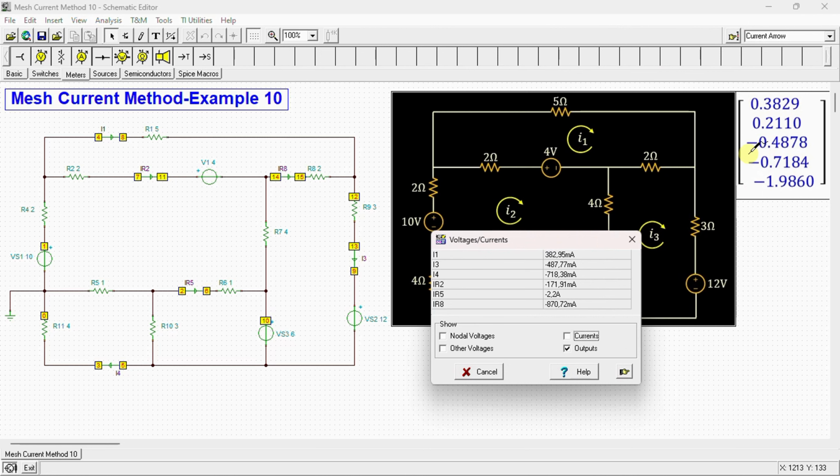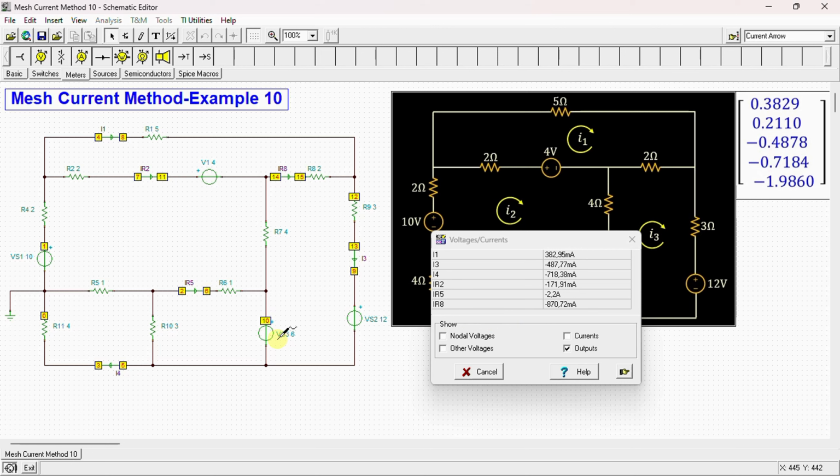Let's start first with I1. I1 is equal to 382.95 milliamps, which is almost the same value we obtained by calculation. Let's go now to I3. I3 is equal to negative 487.7 milliamps, which is almost the same as the result we obtained by MATLAB.